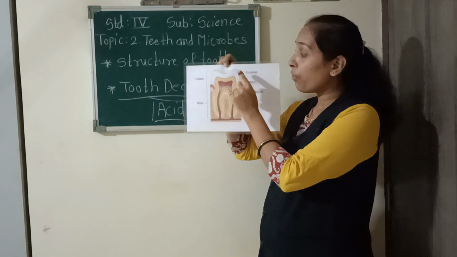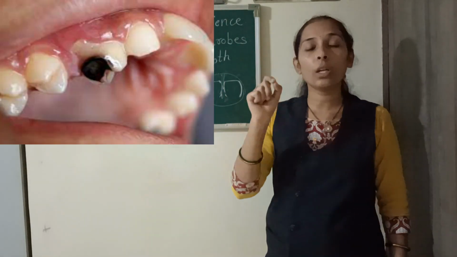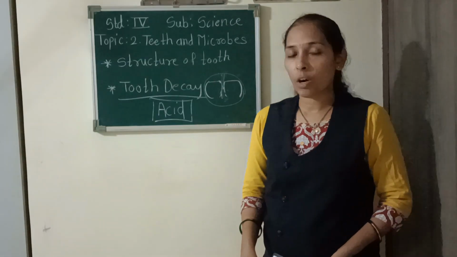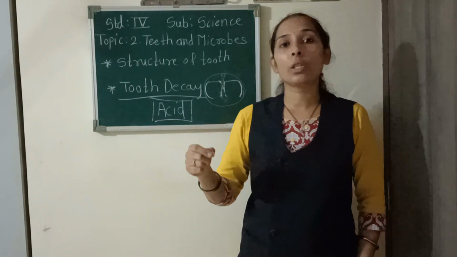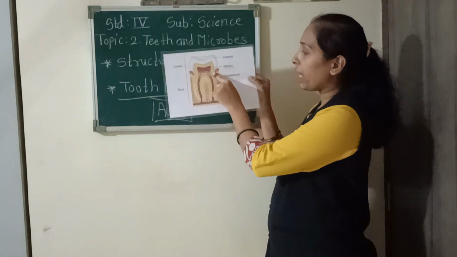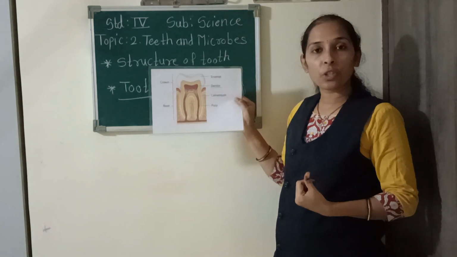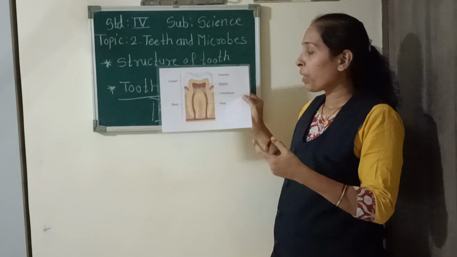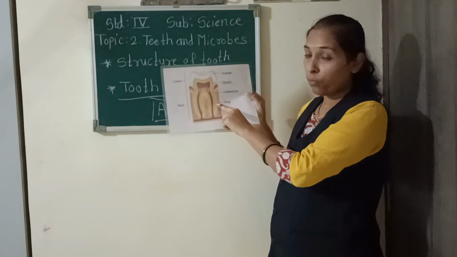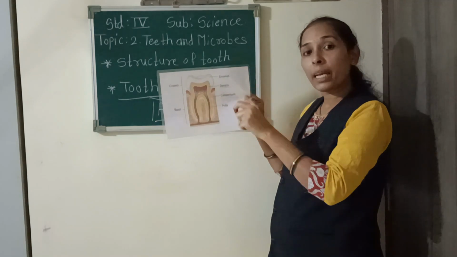Once this acid starts to affect the enamel, what happened? It forms the hole, it forms the cavity. In the image you can also see it forms the hole or the cavity on the enamel. Because of the cavity or the holes on the enamel, sometimes the nerves which are present in the pulp get exposed. Exposed means what? They get opened up. There is no covering for those nerves or blood vessels, because there is a hole in the enamel area.